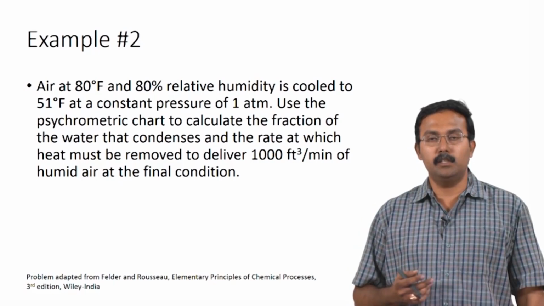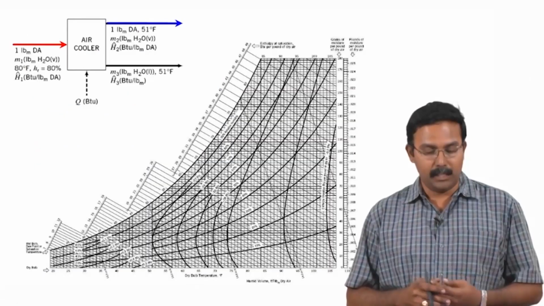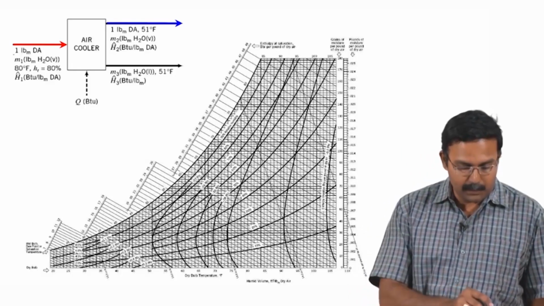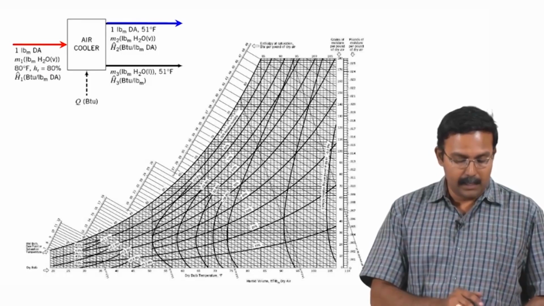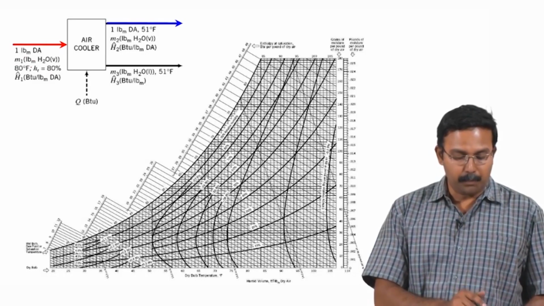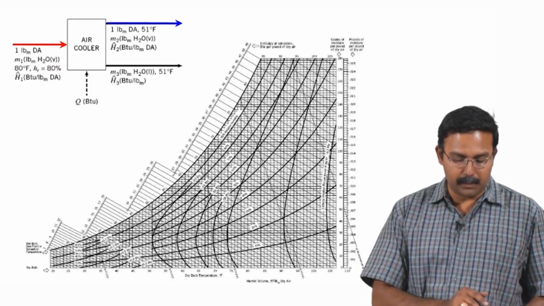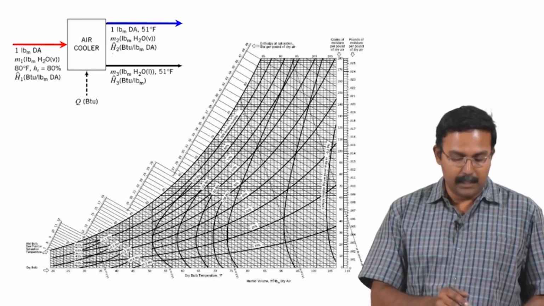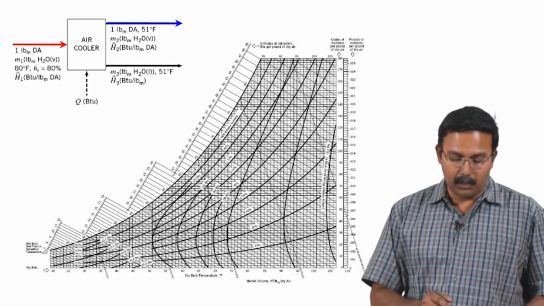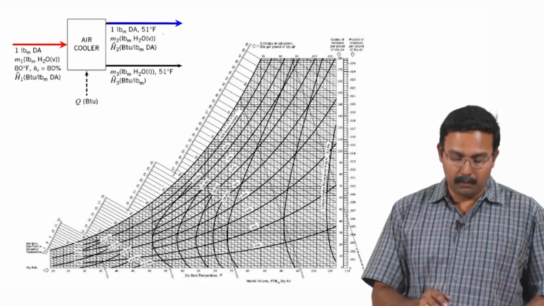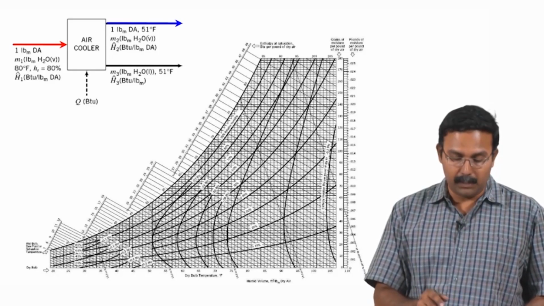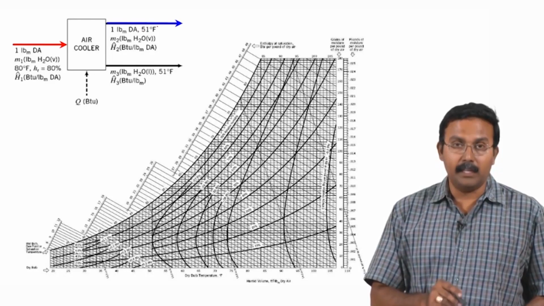Let us look at how we would solve this problem. So, here is the flow chart for the system. So, we are assuming that 1 pound mass of dry air is actually entering into the system, and this contains m1 pound mass of water vapor, which is because it is 80 degree Fahrenheit with a relative humidity of 80%. It enters into the air cooler and it gets cooled, where some of the water condenses and leaves, and the rest leaves as the air water mixture, which must be the saturated air water mixture at 51 degree Fahrenheit.